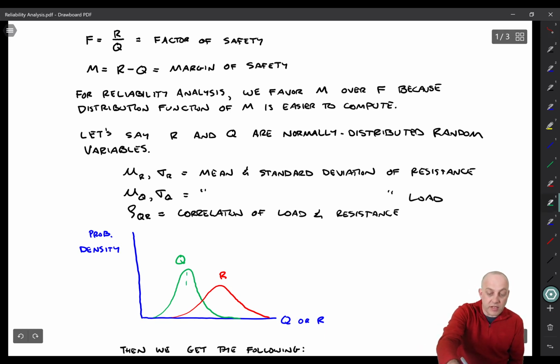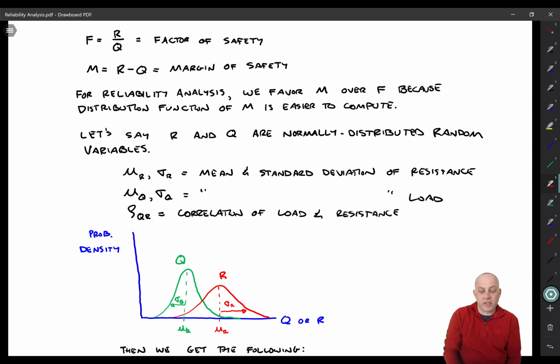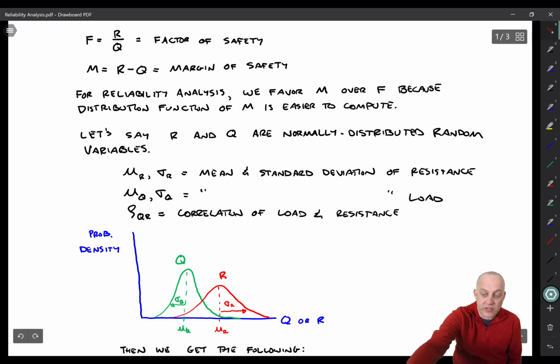So in this case, here we would have this is the mean value, mu sub Q, and then the standard deviation describes the spread. This would be sigma sub Q. And then here we would have the mean value of the resistance and a little bigger standard deviation for resistance in this case. Doesn't have to be that way, right? Sometimes there's a lot more uncertainty on the loading than there is on the resistance. Earthquake loading is an example where there's really high uncertainty in earthquake ground motions and so forth.